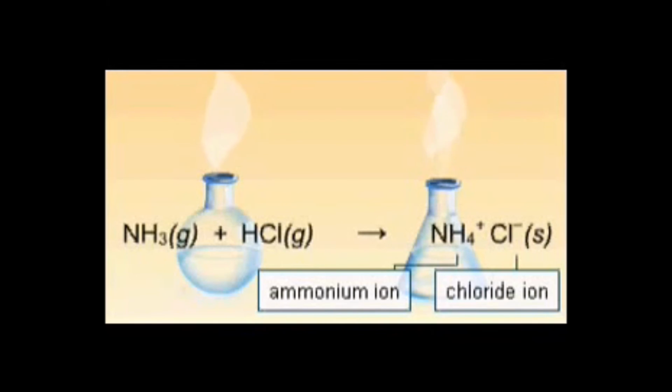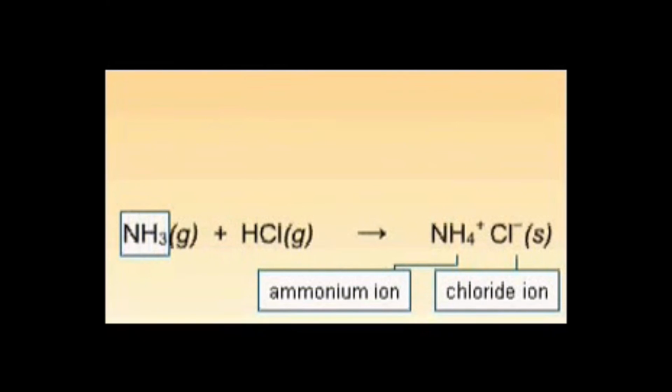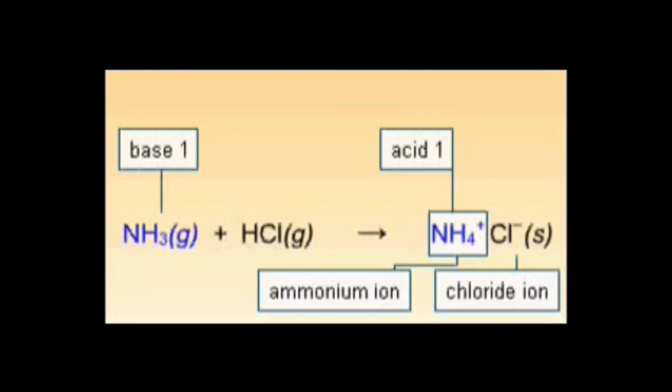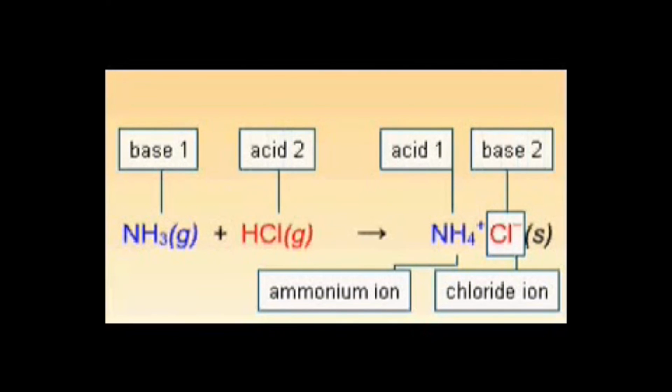The reaction of gaseous ammonia with gaseous hydrogen chloride is an example of an acid-base reaction that takes place in the gas phase. Ammonia as a base accepts the proton donated by the acid, hydrogen chloride. The reaction products are ammonium ions, the acid conjugate to ammonia, and chloride ions, the base conjugate to hydrogen chloride.